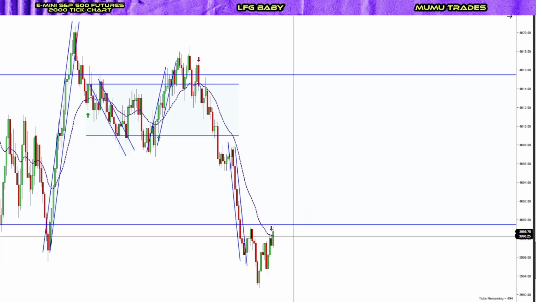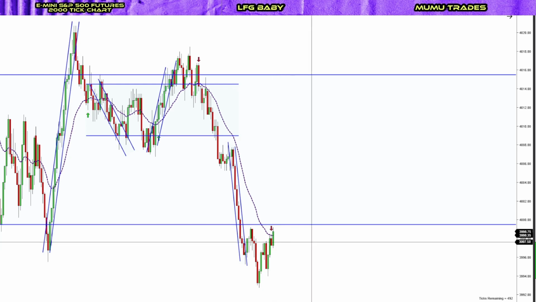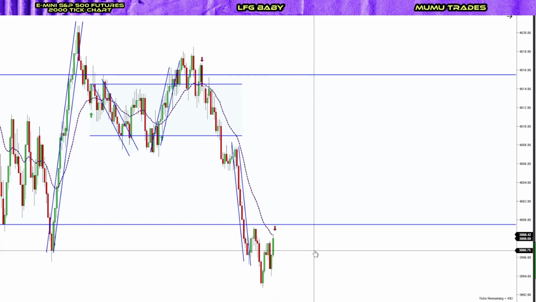which would have actually been a nice trade to go long. A little bit aggressive because you're at the high of the move. I won't mark it for now, but just something to be aware of.